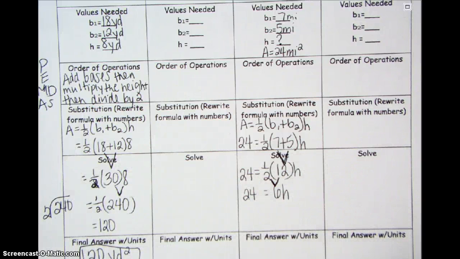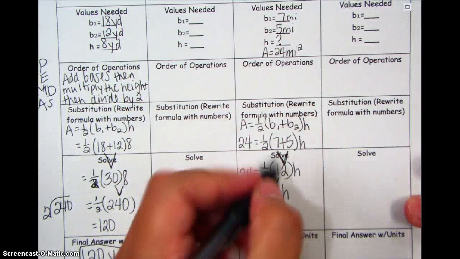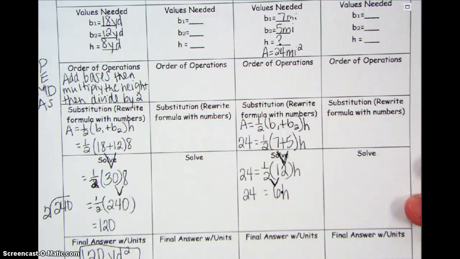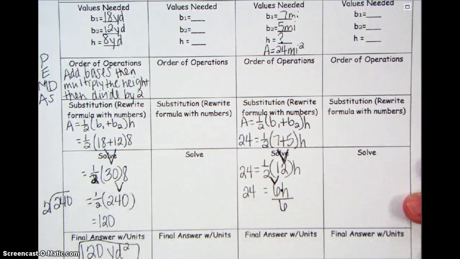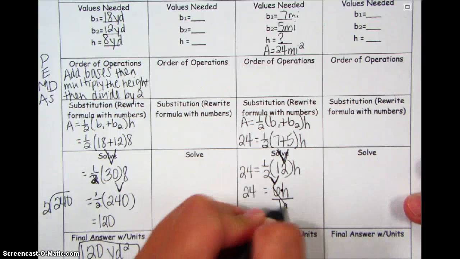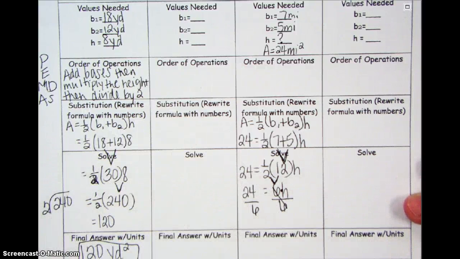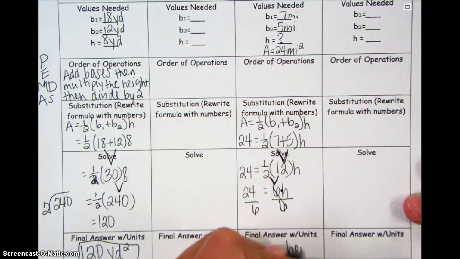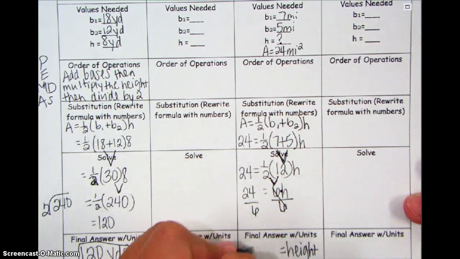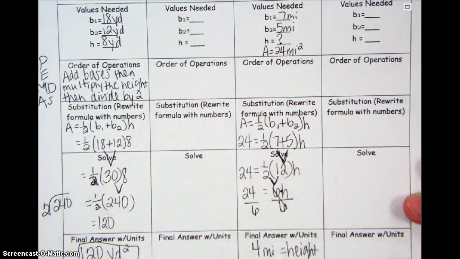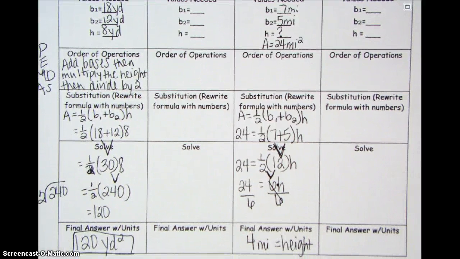Okay, and just like we were solving equations last power standard, my 6 is being multiplied with my unknown variable. So to undo that multiplication, I'm going to do the inverse operation, which would be to divide. I'm going to divide both sides by 6, and I get that my height, that H, that stands for height, is equal to 4 miles. Remember, that's not squared units since that's just my height of my trapezoid.